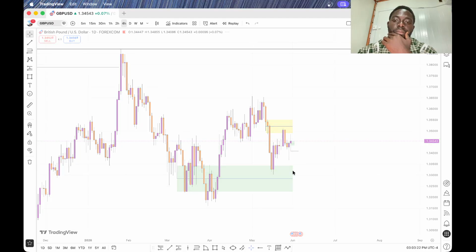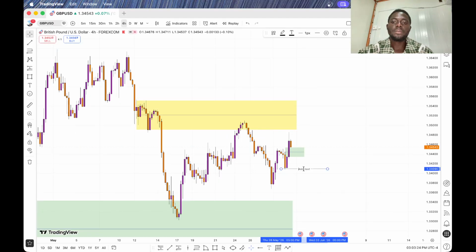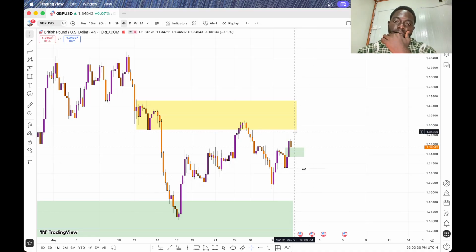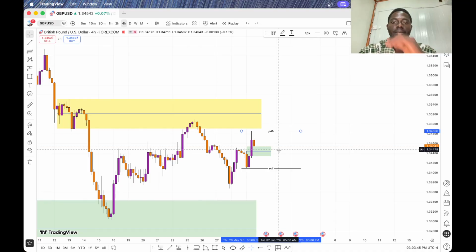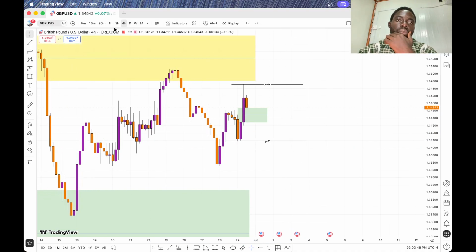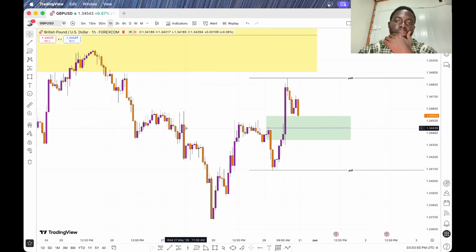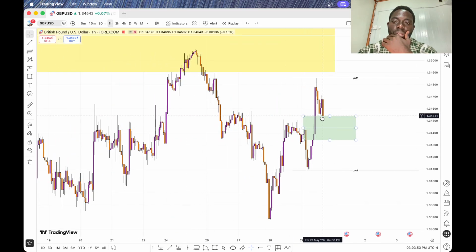Okay, so this is PDL now, previous day low, and this is PDH, previous day high. So what I'm getting from this is that price is going to eat into this, maybe come all the way down here or play in this level.